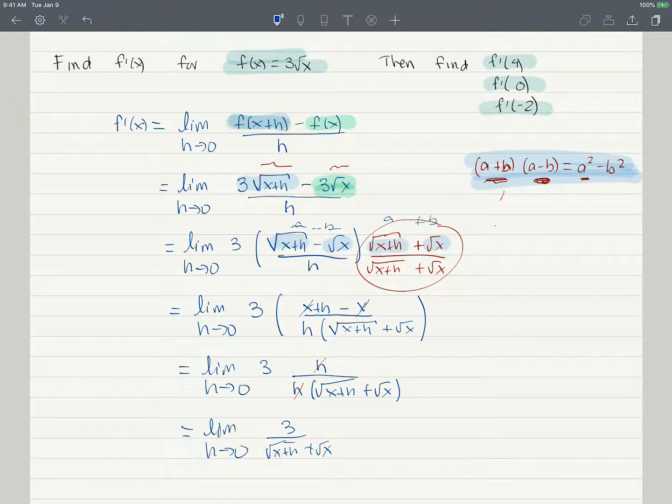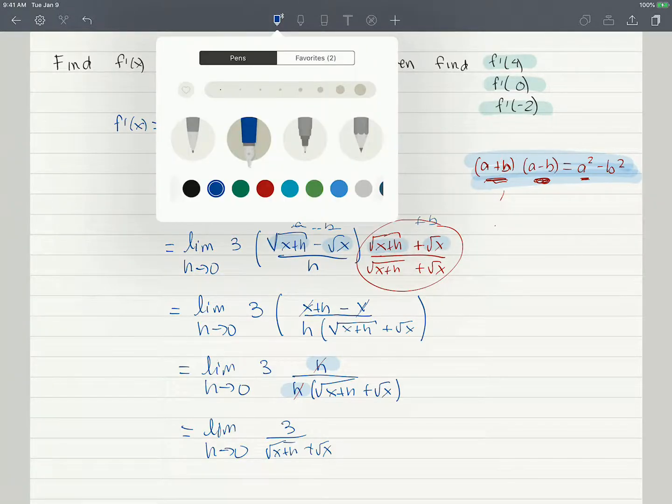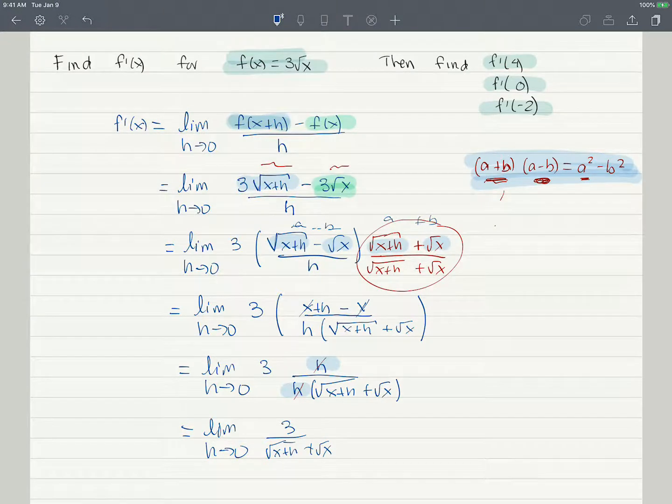So this is the goal always when doing these limit processes. I want to have an h in the top and an h in the bottom, so that once it's a common factor in top and bottom, I can cancel it. And then I have no problem, if you notice in this last expression, there is no problem with plugging in h equals 0, right? At this point, if you put h equals 0, you get 3 over root of x plus 0, so root of x plus root of x. So it's 3 over 2 times the root of x, right? So that's our final answer.